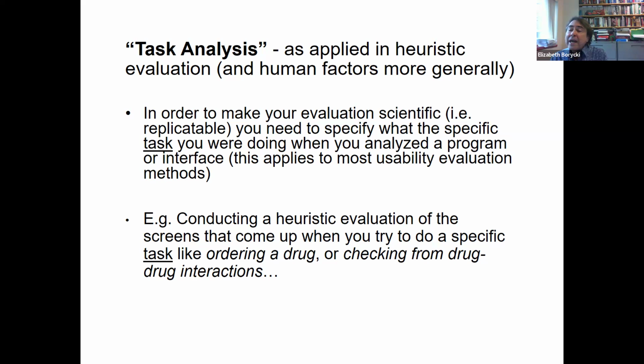So that way, if I find that the system's unusable for a certain task, I can compare that with someone else. Otherwise, I might be looking at a different part of the system and say it's very usable, and someone says it's not, but we looked at two different parts. So a task would be things like ordering a drug from a drug system or asking the system to check for drug-drug interactions. Those are all tasks. Entering patient demographic information is a task.